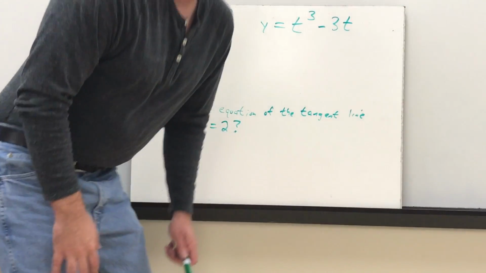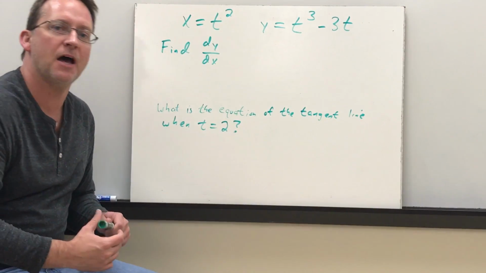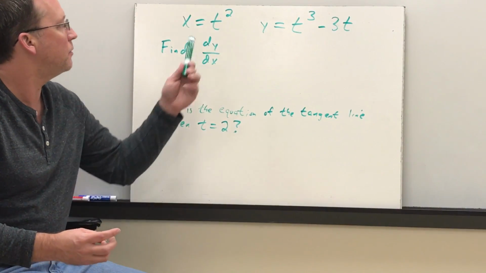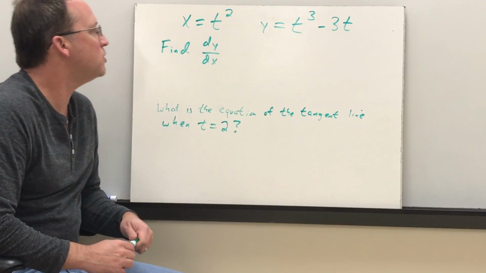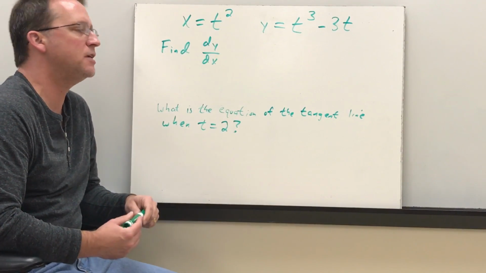All right, now that you know something about what parametric equations are, we're going to talk about some of the basic calculus behind parametric equations and try to connect it to calculus that we know already. We've got a parametric equation here: x equals t squared, y equals t cubed minus 3t.